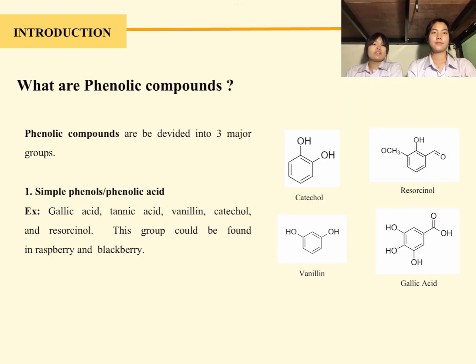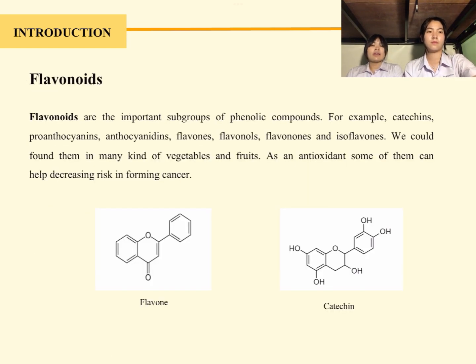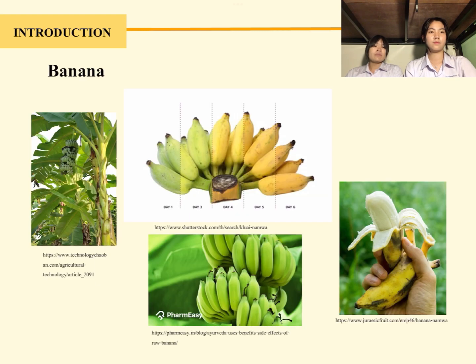And what are phenolic compounds? Phenolic compounds are substances that have one or more hydroxyl groups on aromatic rings, and we can divide them into three major groups. The first one is simple phenol. The second one is phenylpropanoid, and the last one is flavonoid. And we can find this kind of substance in every kind of fruit and vegetable.